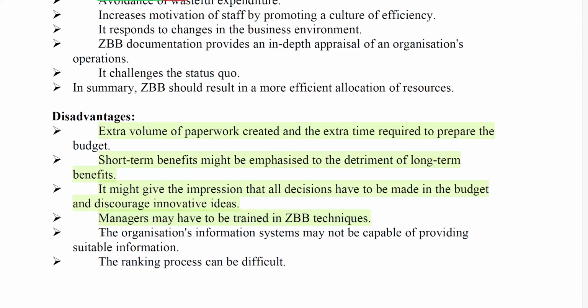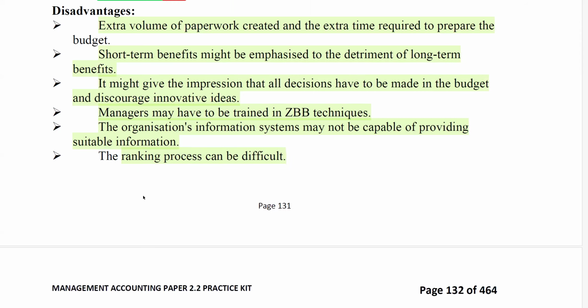Remember, the organization's information systems may not be capable of providing suitable information for zero-based budgeting. And the ranking process can also be difficult because after justifying, you wouldn't know which one is high priority, which one is low priority, right? So it can lead to problems. So this is zero-based budgeting.